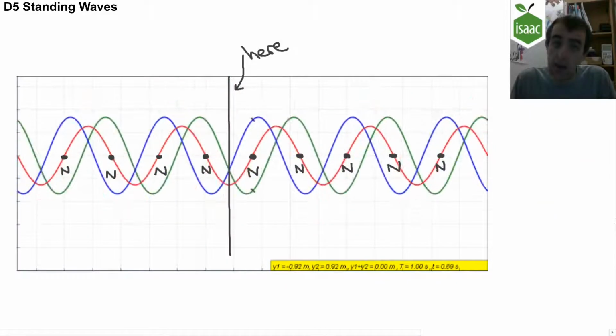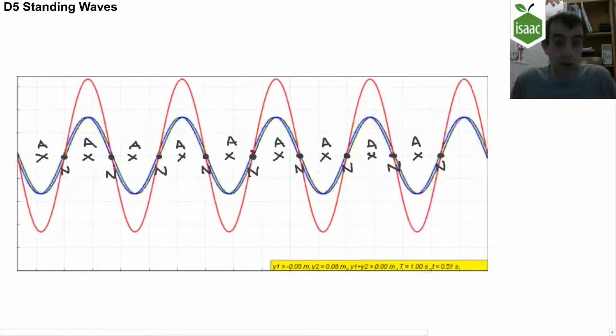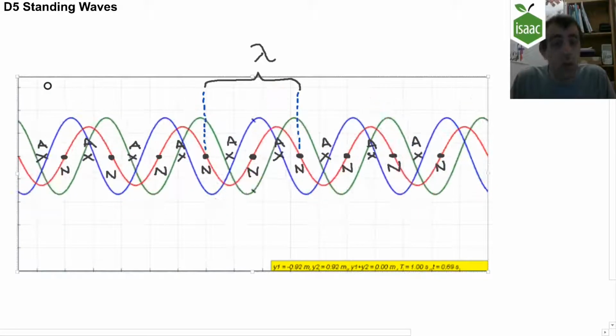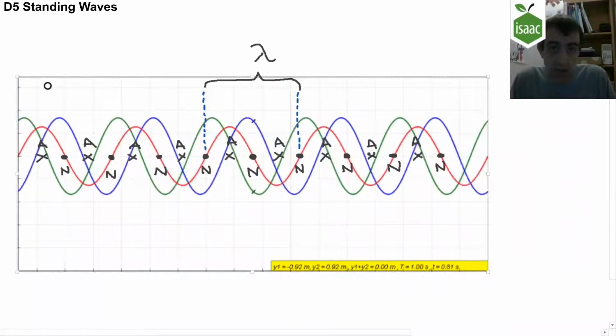Antinodes lie exactly halfway between nodes. Here I've labelled the antinodes with a cross and the letter A. One wavelength is twice the distance between two adjacent nodes, or two adjacent antinodes.